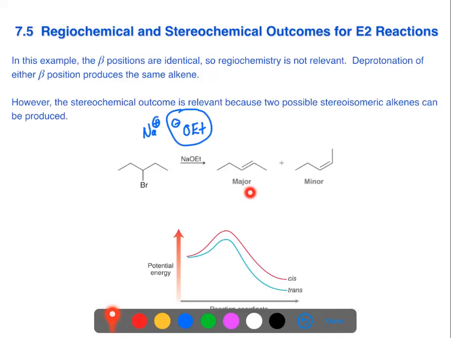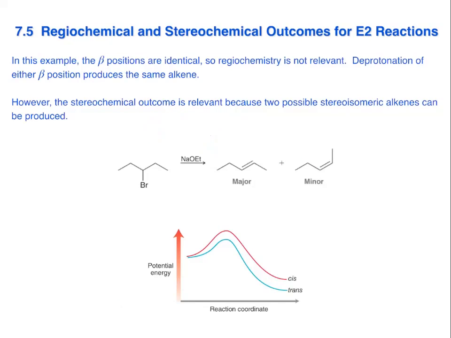Now, the major product of this reaction will be the trans alkene, and we mentioned earlier that this has to do with a steric interaction that is associated with the cis, that there is potential steric hindrance or steric interactions between the methyl group here and the ethyl group on the same side of the double bond. And so shown in this potential energy diagram, you can see that the relative energy of the trans isomer is lower than that of the cis.